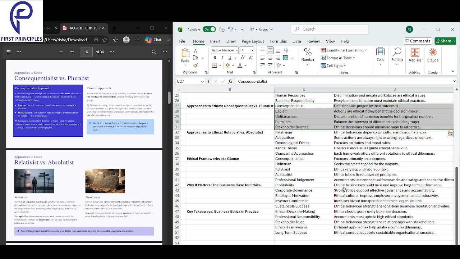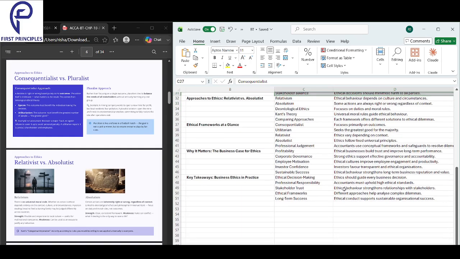And then we have consequentialist. Decisions are judged by their outcomes. Whatever decision you make, its judgment will be on the basis of the outcome. Egoism, actions are ethical if they benefit the decision maker. Utilitarianism is decisions should maximize the benefits for the greatest number. Pluralism is balancing the interest of different stakeholder groups. And stakeholder balance: ethical decisions should minimize the harm to all parties.